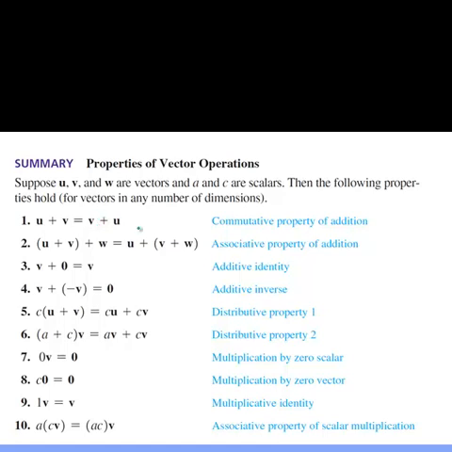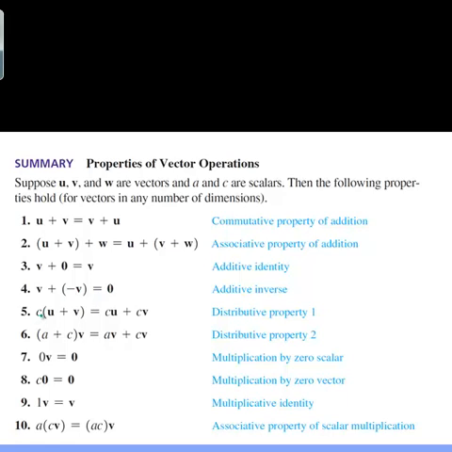Same thing for the associative property of addition. If you're going to add three vectors together, you can add the first two and then the third, or you could take the first plus the sum of the second and third. All right. Now, there is the 0 vector, and if you add the 0 vector to any other vector, that won't change that other vector. So any vector plus the 0 vector is the same vector. Any vector plus its negative is going to be the 0 vector.